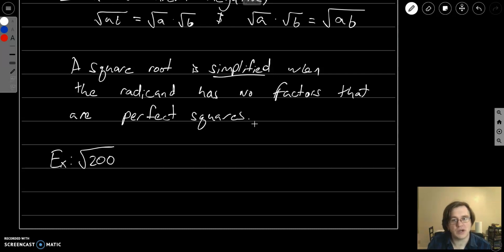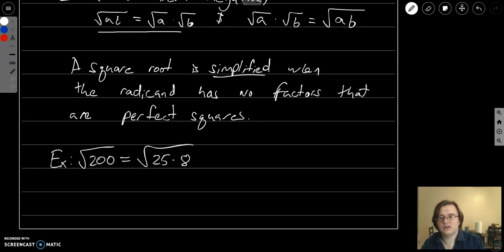200 is not a perfect square. It is not a rational number times itself. So we'll have to simplify this a little bit. And when we look at this, we can go, okay, I know 25 is a perfect square, and 25 is a factor of 200. As in, 200 is going to be 25 times something else, which happens to be 8. And when I look at this, I can use what I had before to split this apart into two square roots. The square root of 25 times the square root of 8.